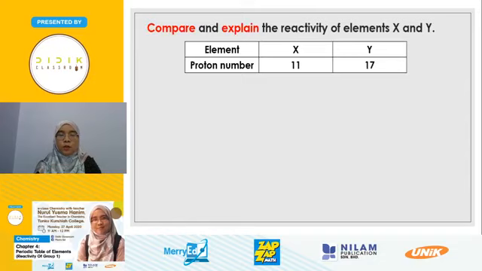First, we start with this question: compare and explain the reactivity of elements X and Y. Actually, this question will contribute about 4 to 5 marks.